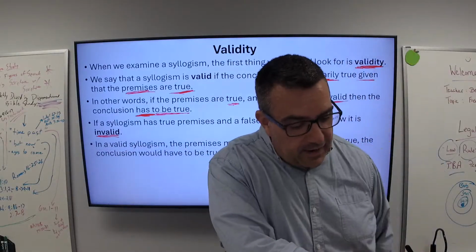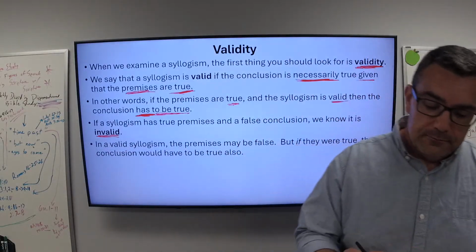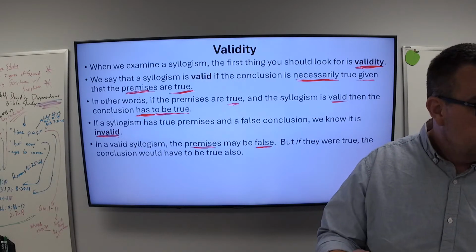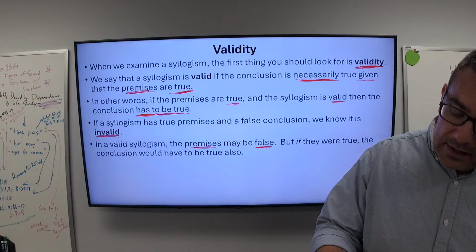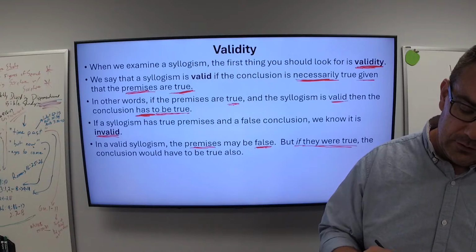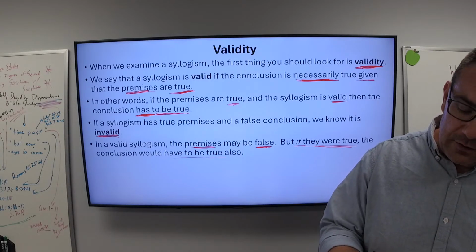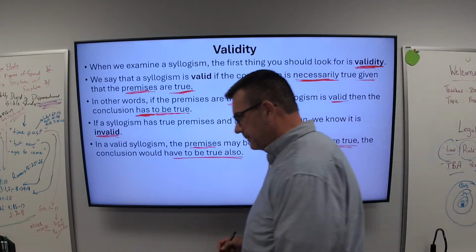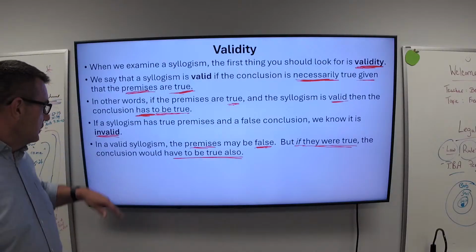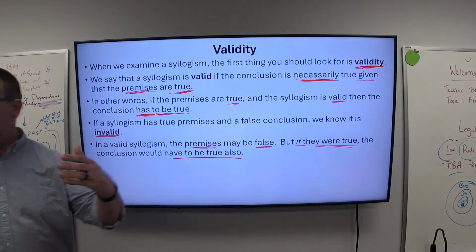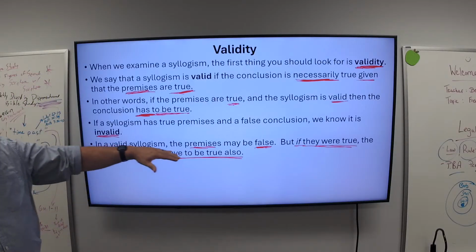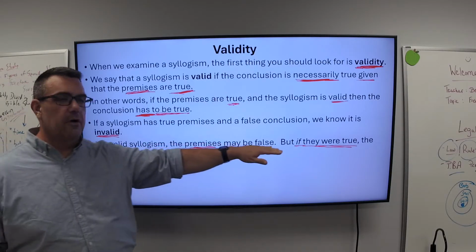So in an invalid syllogism, the premises may be false. But if they were true, the conclusion would also have to be what? True. Take a minute to think about that. So in a valid syllogism, and again, valid just means what? It's structured properly, right? In a valid syllogism, the premises may be false.